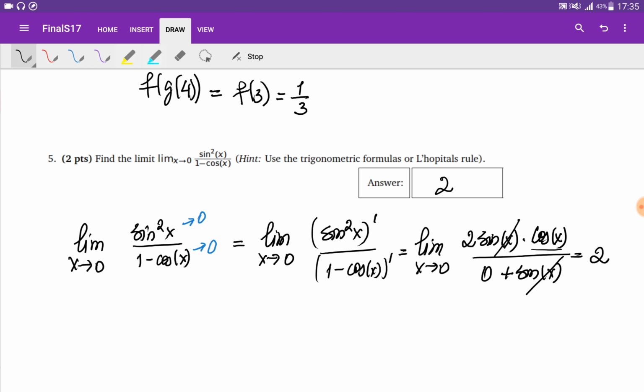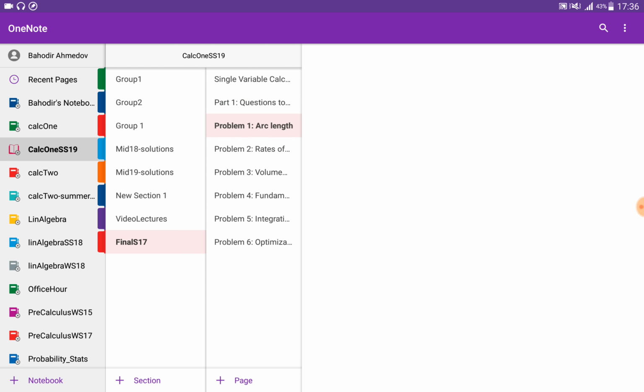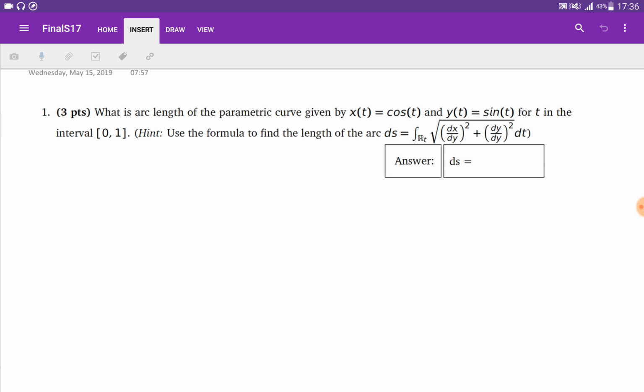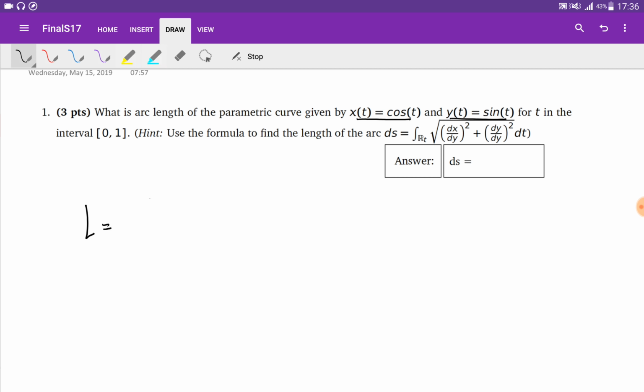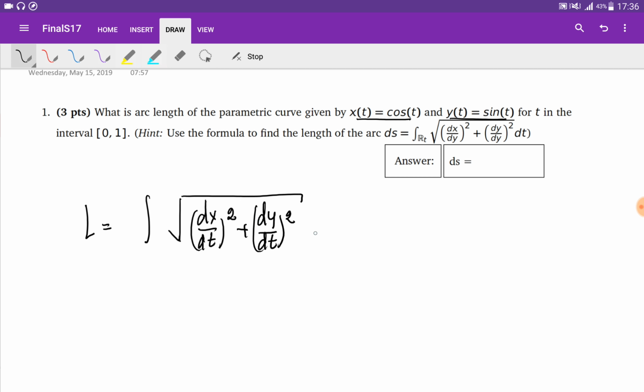So these are the problems on the first part. So let's go to the second part. In the second part, we need to start with this problem where we need to find the length of this curve, which is given parametrically. And we are going to find the length of the parametric curve using the formula: the derivative of x with respect to t in the square, plus the derivative of y with respect to t in the square, then the square root, with respect to t, where t is going to change from 0 to 1, right?